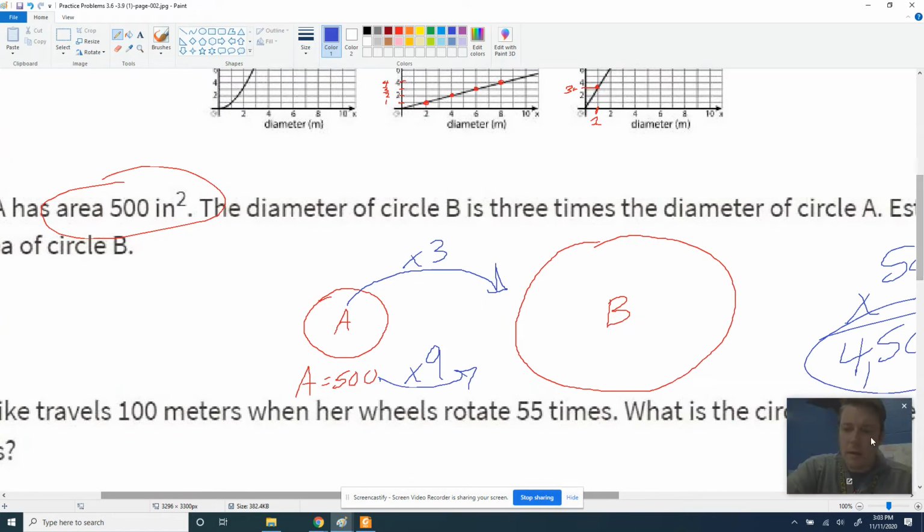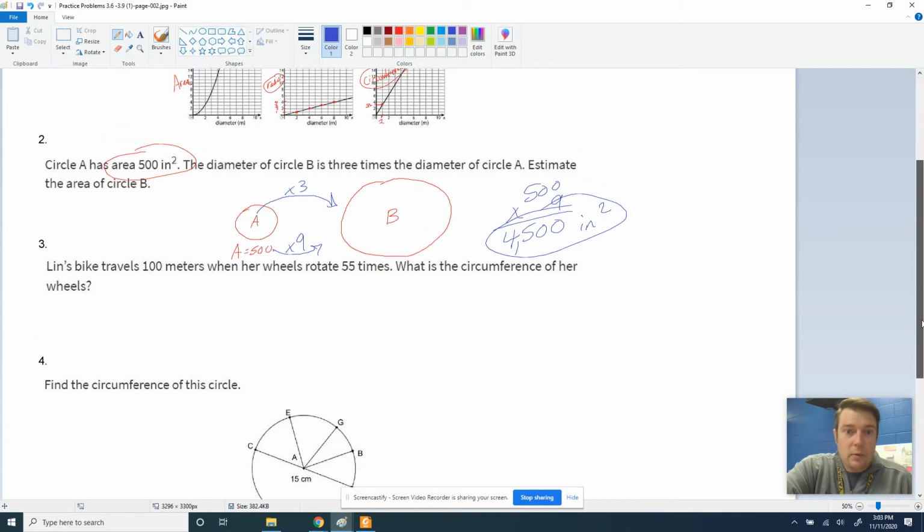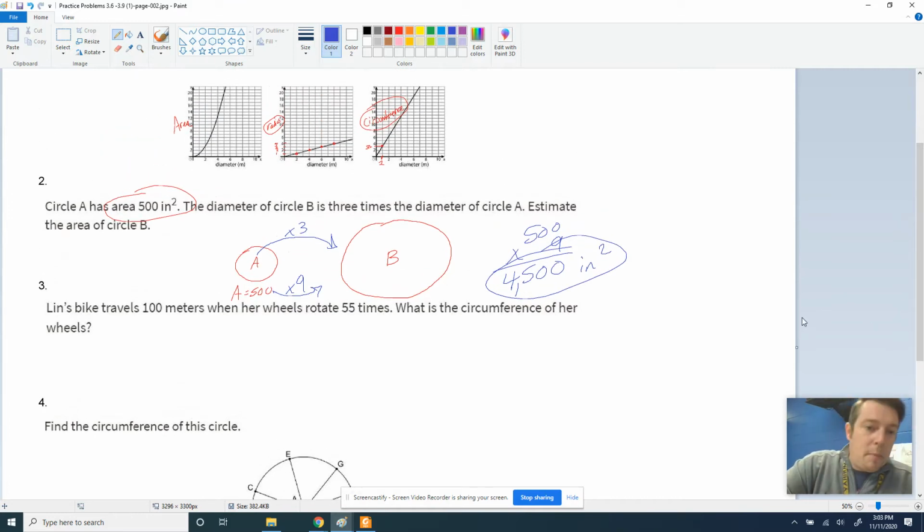And then I want to talk a little bit about the second question. This is a throwback to way back when we had scale copies. Now, if I had a scale copy like diameter of circle B is 3 times bigger than the diameter of circle A, it means it's 3 times bigger as far as the side lengths, diameter to diameter. That means I had like a scale factor of 3.